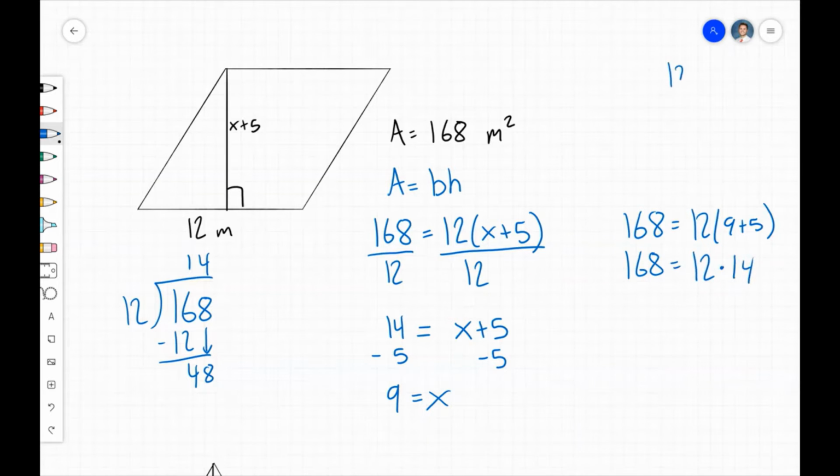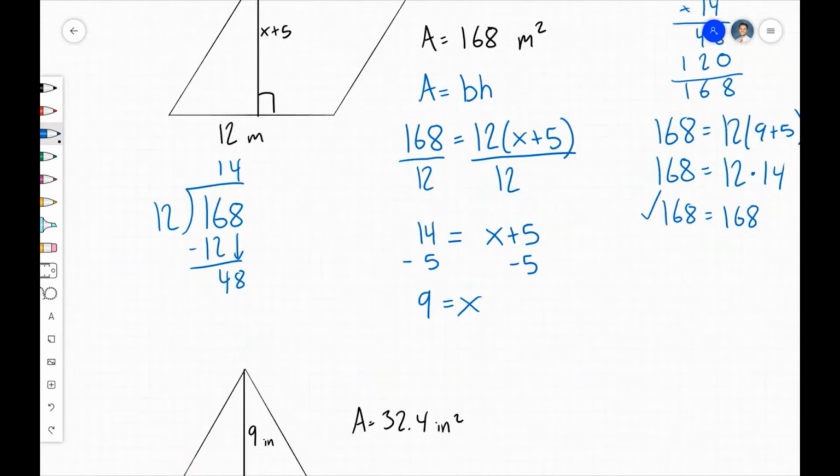And you can check your multiplication there. 4 times 2 is 8, 4 times 1 is 4, 1 times 2 is 2, 1 times 1 is 1. And we get 168 equals 168. So we know that x does indeed equal 9. Let's look at one more example.